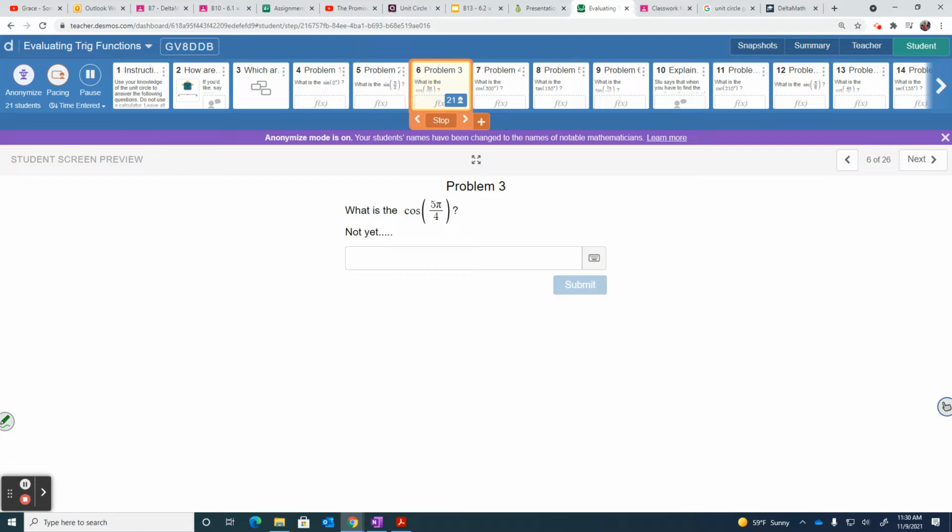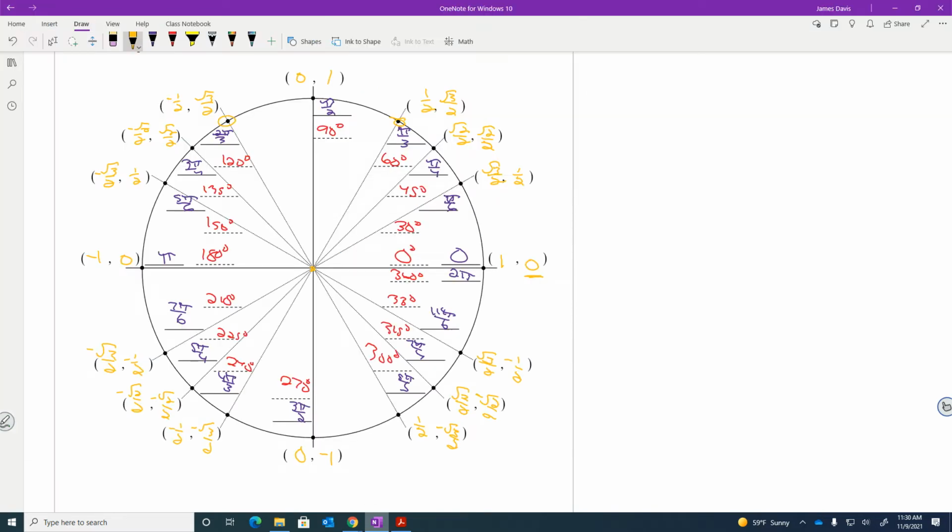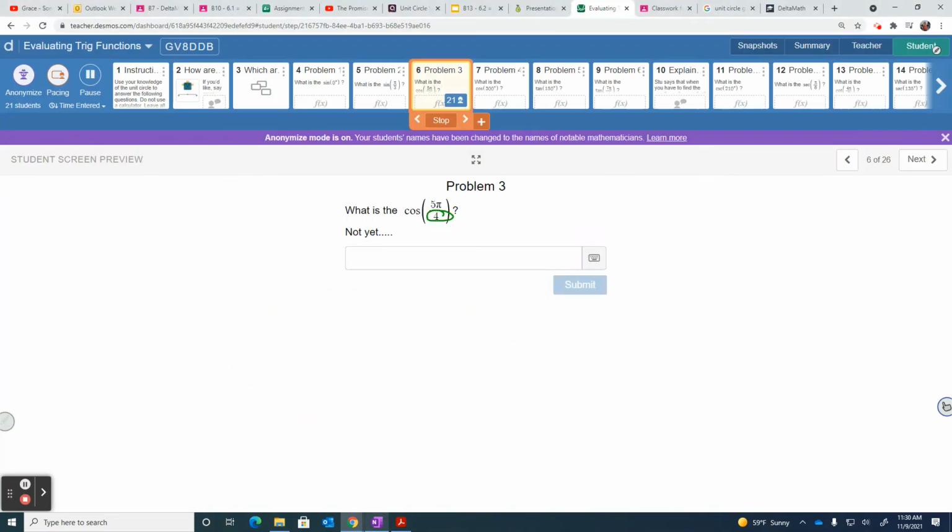So you need to think cosine for the x and y. That's the x coordinate. Any of the x coordinates with a 4 on the bottom, those are always the quarter marks, right? So it's always going to be a radical 2 over 2. You just got to think about what quadrant it's in. 5 pi over 4 is there in the third quadrant down here. So it's negative. So just make sure you get the negative sign with it. Negative radical 2 over 2.